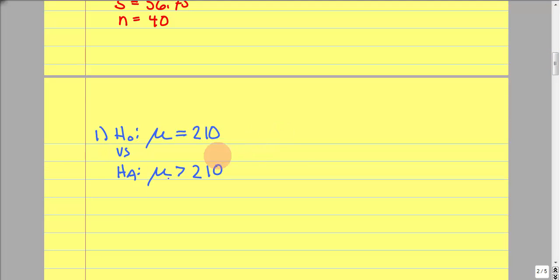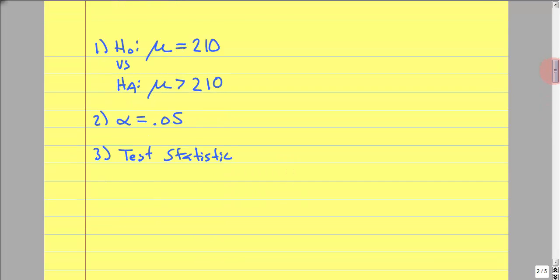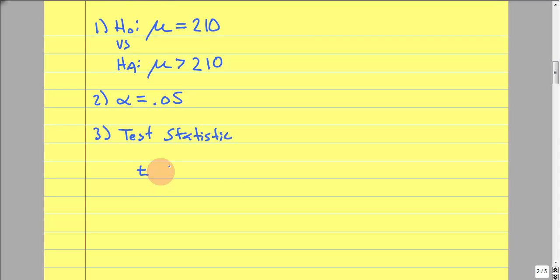Second is my value for alpha. That's given as 0.05. Third, I'm going to calculate my test statistic. Now remember, our formula for our test statistic is different here than it was in the last section. This is a t-distribution because sigma is unknown. So this is x bar minus mu over s over square root of n.